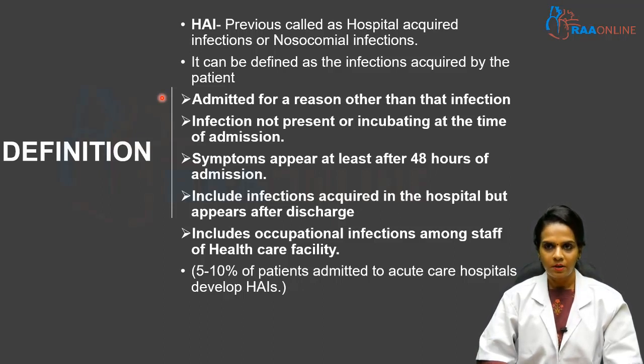It can be defined as infections acquired by a patient admitted for a reason other than that infection, not present or incubating at the time of admission, with symptoms appearing at least 48 hours after admission, and it includes infections acquired in the hospital but appearing after discharge. It includes occupational infections among staff of the healthcare facility. It was estimated that about 5 to 10% of patients admitted to acute care hospitals develop hospital acquired infection, which is called healthcare associated infections.